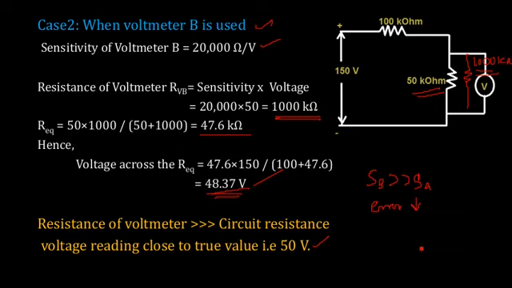So hope you have understood how to use sensitivity in practical problems. You can get the internal resistance from the sensitivity equation. Also you can get the current through the internal resistance of the meter, the meter current IM, from the sensitivity. So keep that in mind.